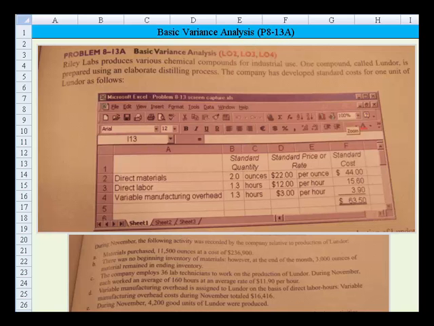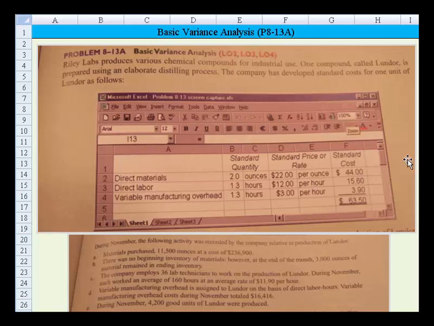Alright, let's take a look at problem 8-13A, which is a basic variance analysis problem. I think it's relatively legible, but near the bottom we're going to have a bit of a struggle, so let me read it. Riley Labs produces various chemical compounds for industrial use. One compound is called Lundor, and it's prepared using an elaborate distilling process. And the company has developed cost for 1 unit of Lundor, as you can see on the screen right here.